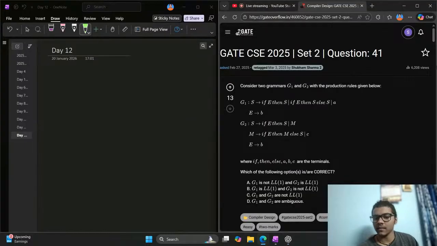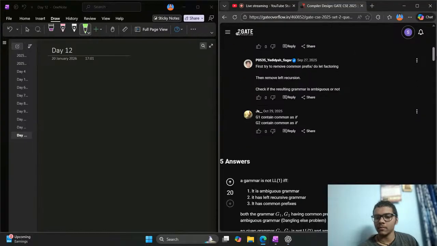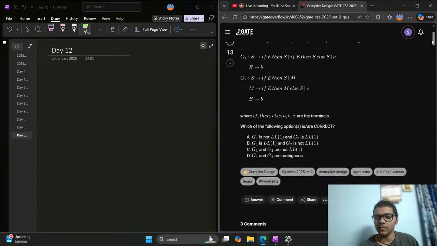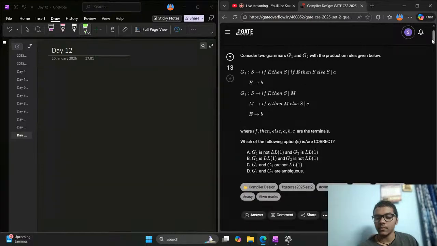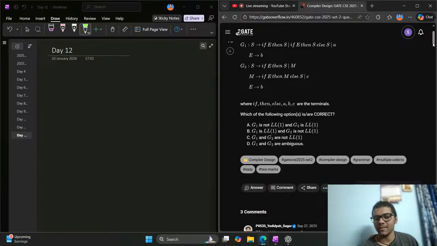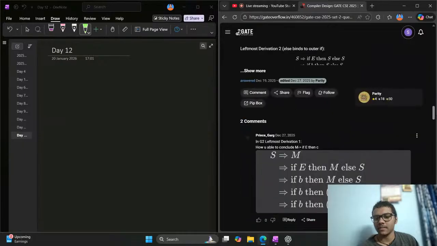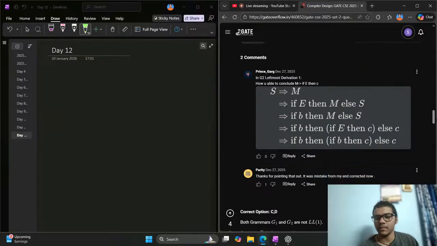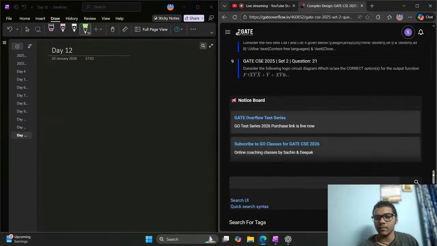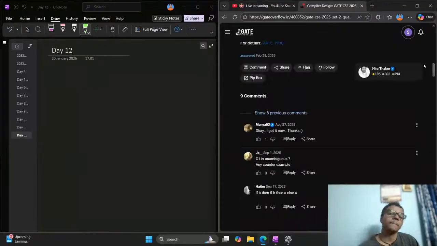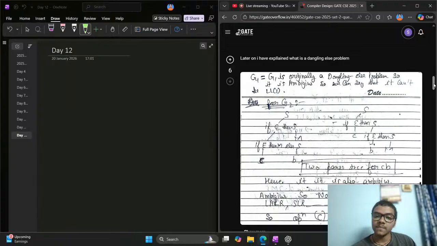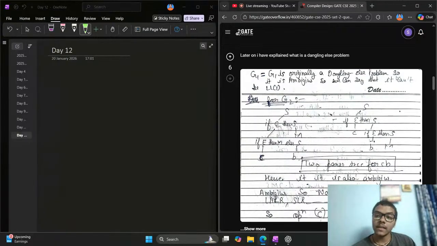Now, is that the answer? Okay, it kind of messed the answer up. ChatGPT cannot even do parsing properly. G1 is originally a dangling else problem, so it is ambiguous. So we can say that it cannot be LL1.